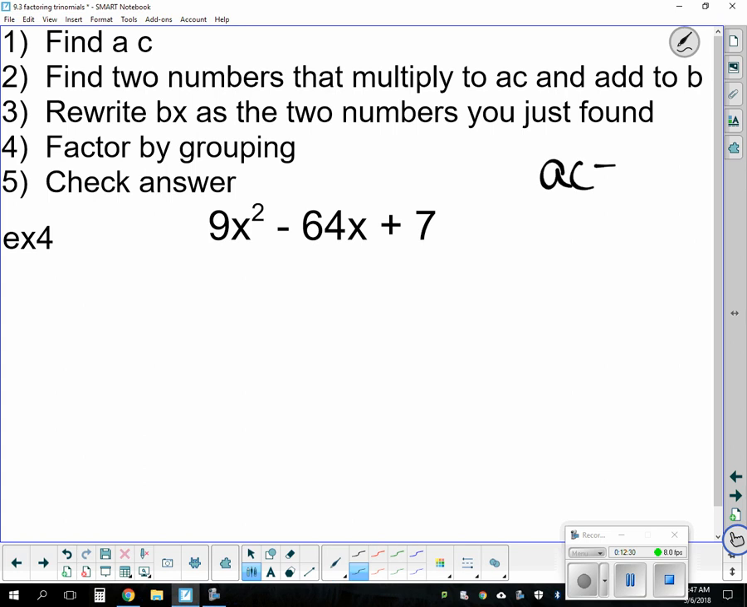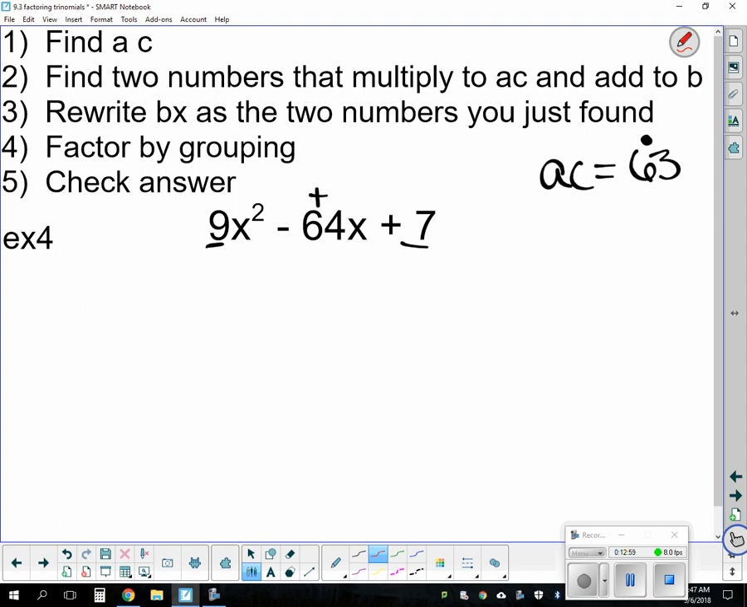So what is AC? Remember what you're doing there. You're just multiplying the coefficient with the x squared, which is 9, times the constant, which is 7. ax squared plus bx plus c. So A times C is 63. Find 2 numbers that multiply to whatever your AC number is and add to whatever your B number is. So we're trying to add to negative 64 and multiply to 63.